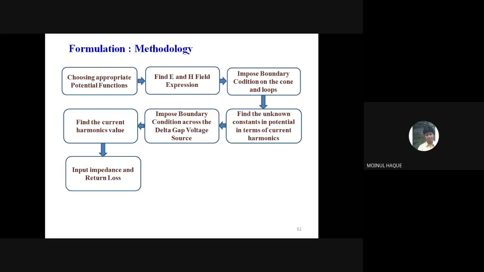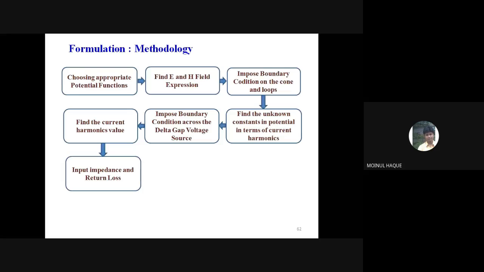So the basic thing is that you have to choose the appropriate potential function. Then find the electric or magnetic field. Then impose the boundary condition. Then find the unknown constants. Then impose the delta gap source. Then find the current harmonics. Once you know the current harmonics, everything will be easy. You can calculate input impedance, return loss, radiation patterns, and so on.